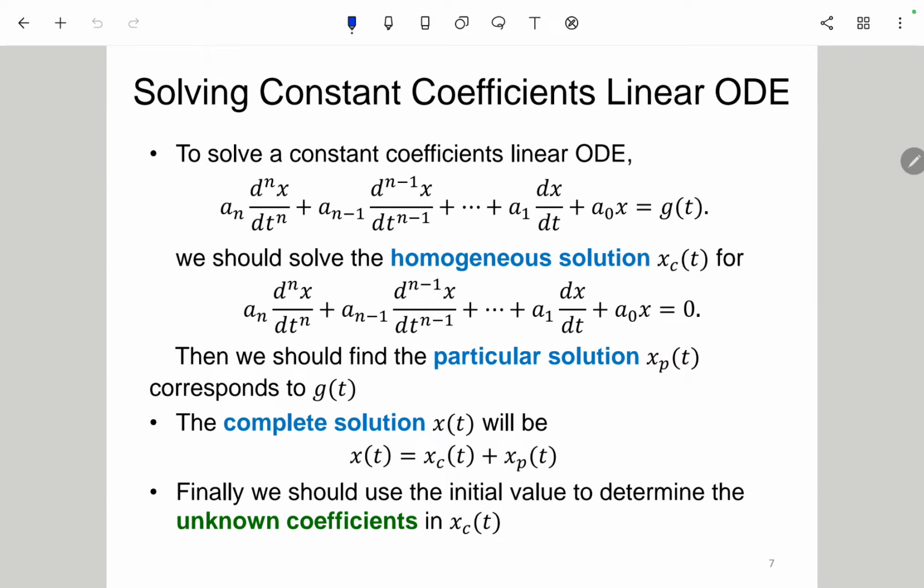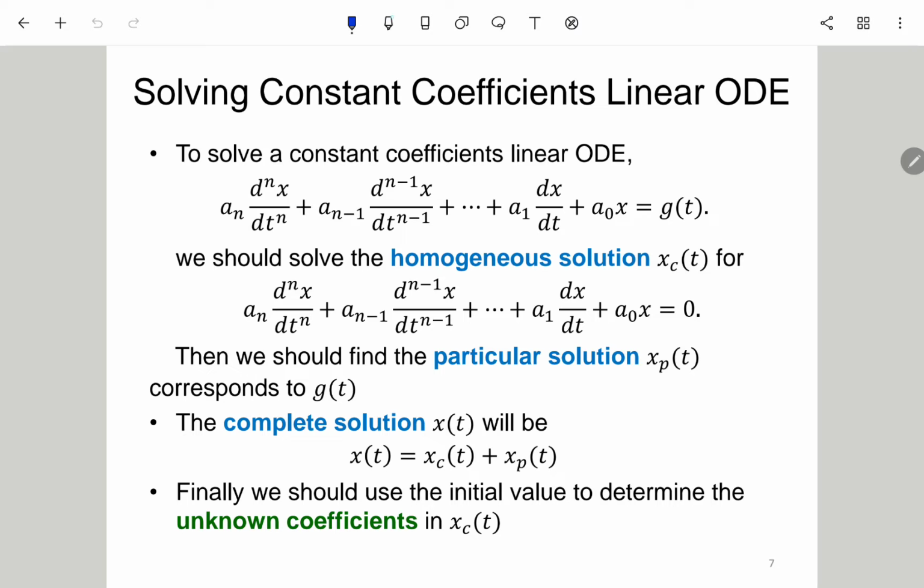Okay, so here we take a look at how to really solve a constant coefficient linear ODE with three steps. For an arbitrary constant coefficient ODE, we can write it like this. On the right side, we have g of t.